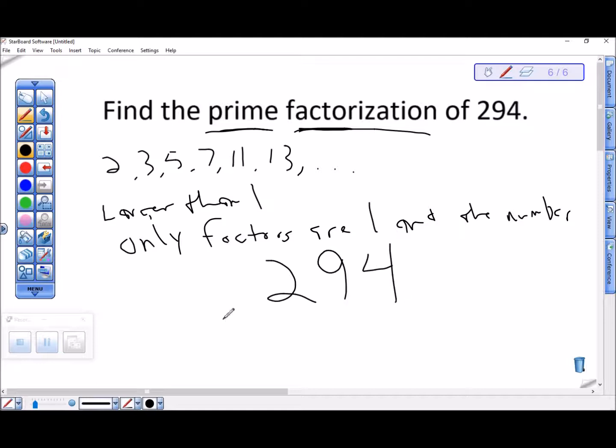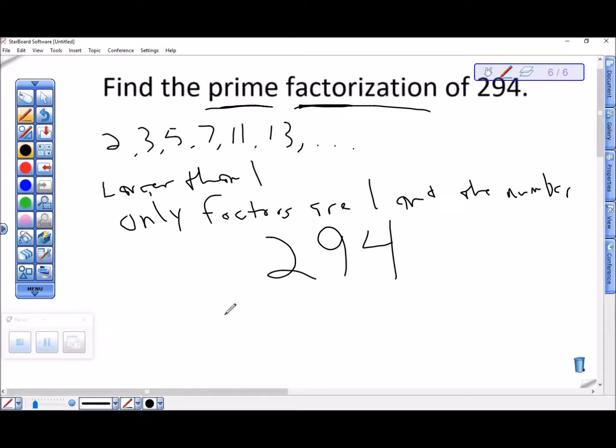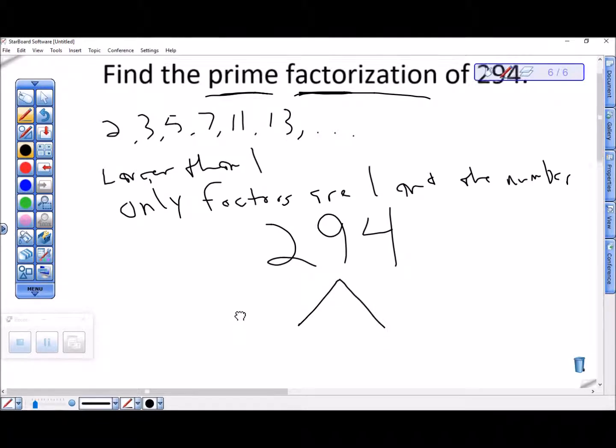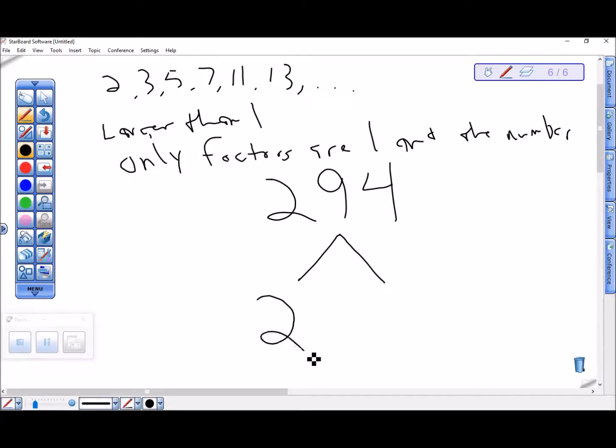So how this is going to work, I'm going to take 294, and basically I'm going to start at the beginning of my list of primes. Does 2 go into 294? It does. Okay, and if I divide 294 by 2, I'm going to get 147. So I put the 2, I put the 147. Now 2 is on that list of primes, so it's done. So I'm going to circle it.